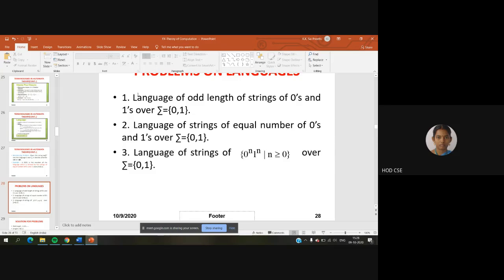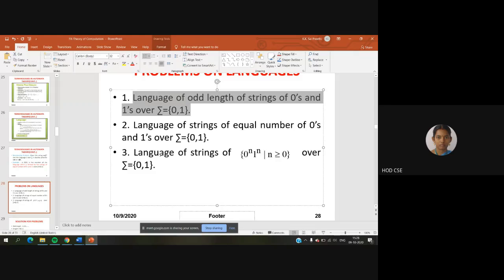The first example: the language of odd length strings of zeros and ones over 0 and 1. Is the question clear to you? Kindly write down the first question. You have to frame the language of odd length strings of zeros and ones over sigma equal to 0 and 1. Kindly note down this question and we are going to produce the answer for that.